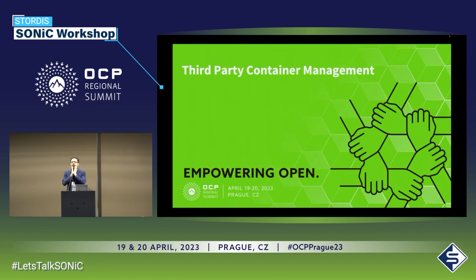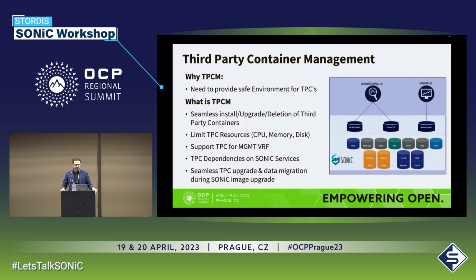All right, which takes me to the last topic of the day. Third-party container management. In the last slide, I showed you how Deutsche Telekom are using 2 containers on every switch to monitor their solution. Last year at OCP Global Summit in San Jose, we presented with Lines Corporation, our customer from Japan. And they are using 4 containers per switch.